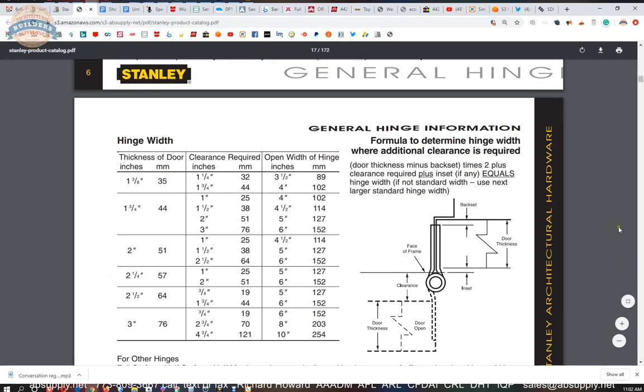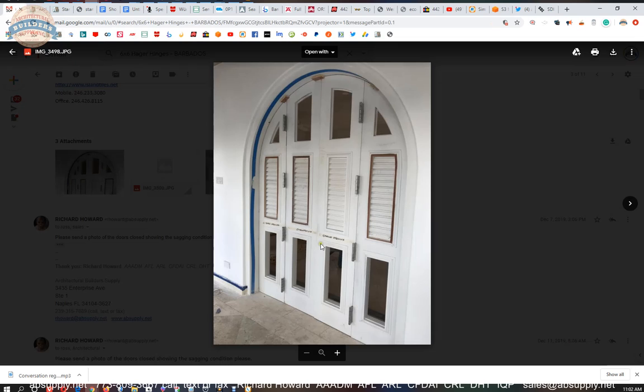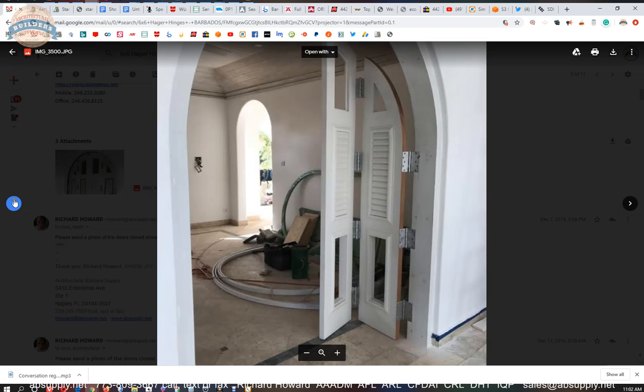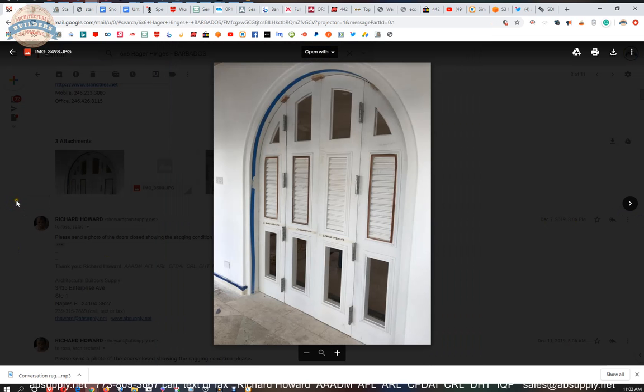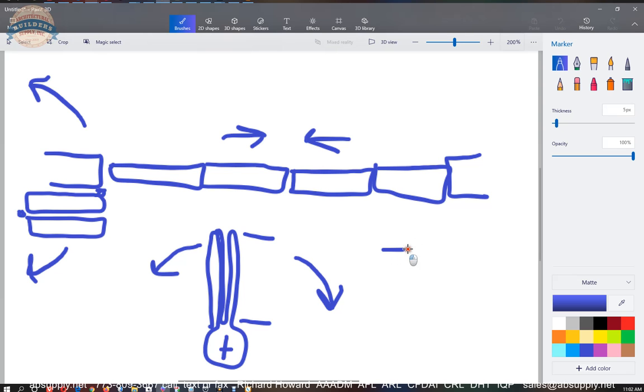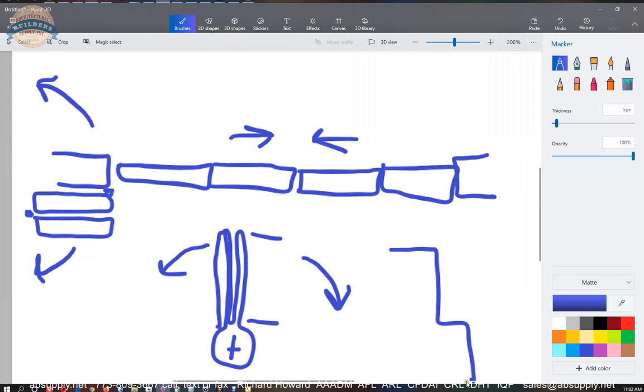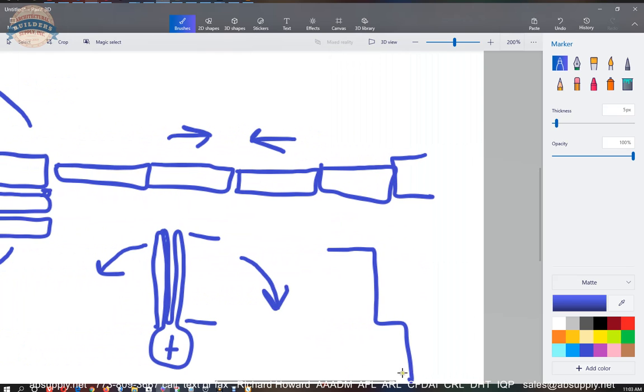And the inset would be the minor dimension. Well, it doesn't have to be minor. That can be a large dimension. Obviously I am standing on the wrong side to see any inset, but inset is going to be defined as, here's the frame. Here's the door. The inset is the dimension from the face of the frame to the face of the door. You have to take that into account.